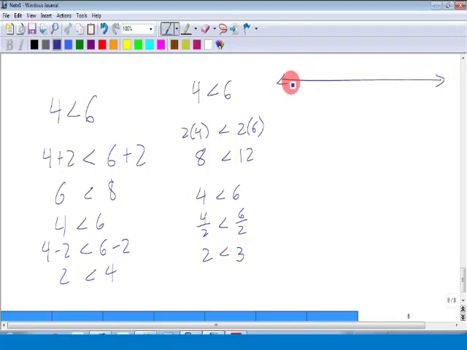So what's going on here? Let's see. There's 0. There's 2, 4, 6, 8, 10, 12, negative 2, negative 4, negative 6, negative 8, negative 10, negative 12. So let's put maybe a red 4, and a green 6. There's 4. Whoops.